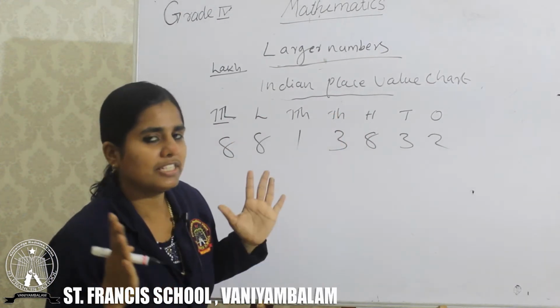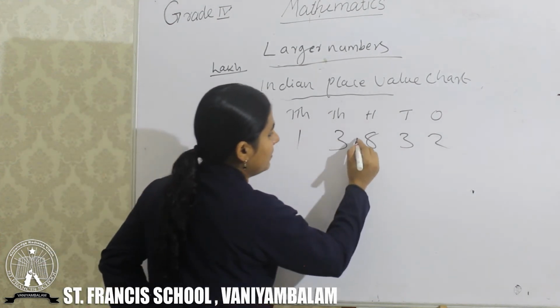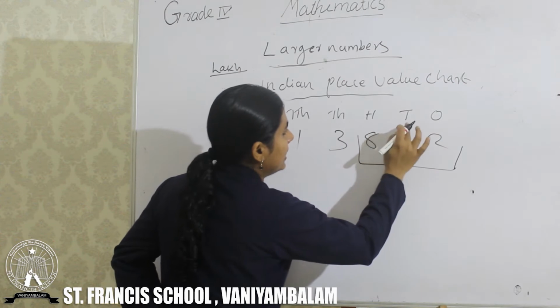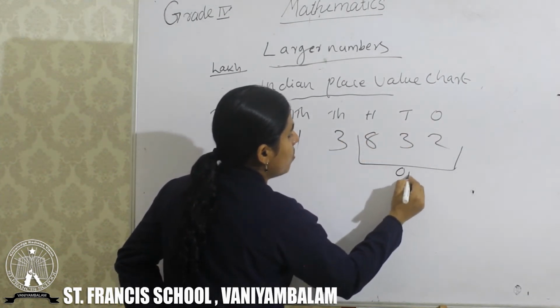Very simple. First, what do we want to do? We divide into periods. Which is the ones period? Hundreds, tens and ones together. This is the ones period.